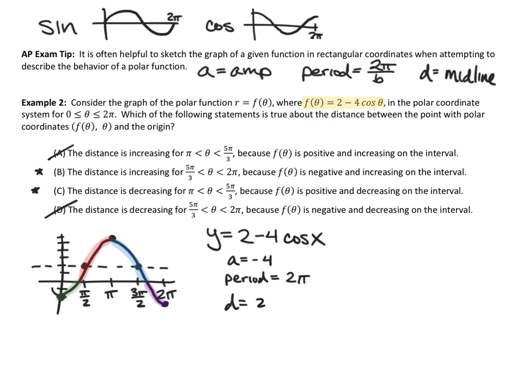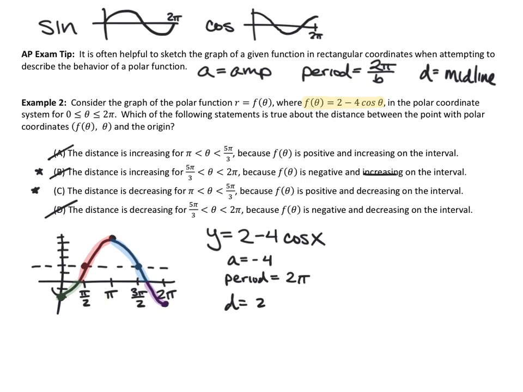I only read the first part of this. I stopped reading at the comma on purpose because the answer needs to work out and the reasoning needs to work out. So let's read the reasoning for part B. It says because f of theta, the function, is negative and increasing on that interval. So from 5 pi over 3 to 2 pi, am I negative? Yes. Am I increasing? No, that function's going down, right? So this is the wrong word to use here. We're going to get rid of that one.